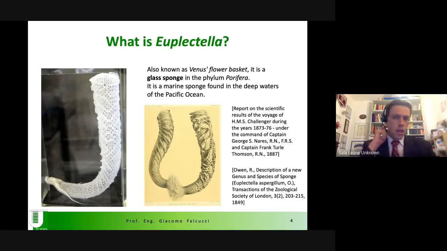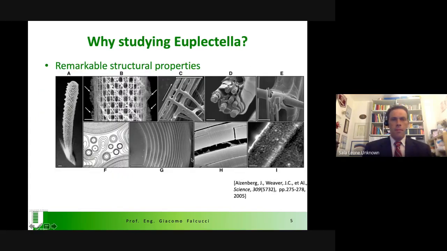The reports. The first one was the report of the voyage of HMS Challenger during these years, 1873 to 1876, under Captain Nares. Also work by Owen, the first catalogation of this Euplectella aspergillum. This sponge has a truly remarkable structure.